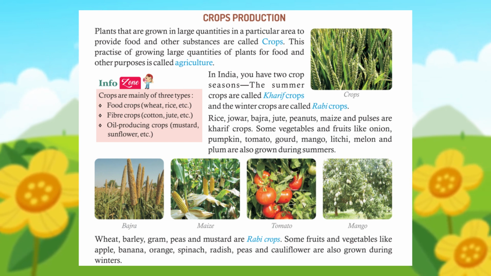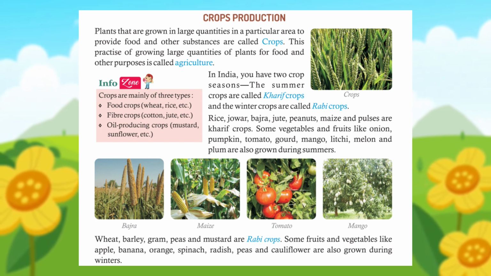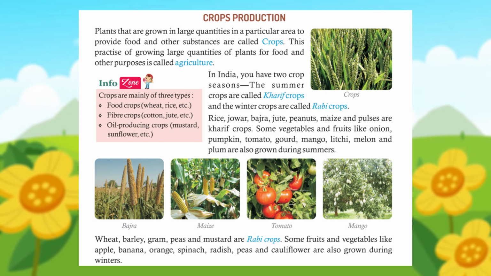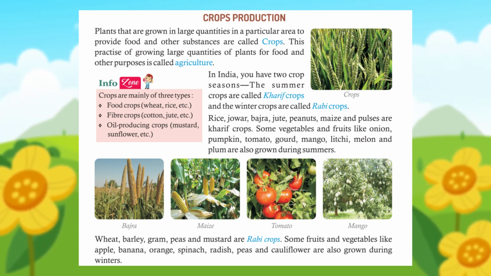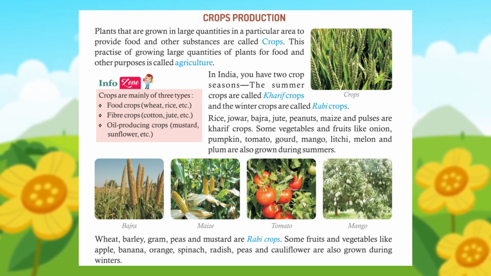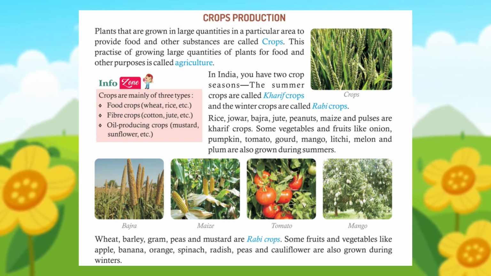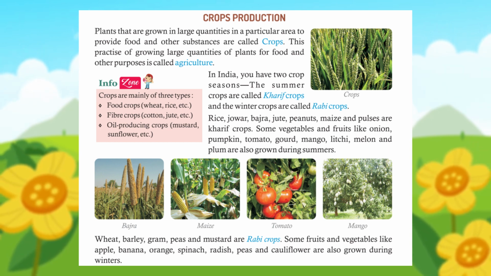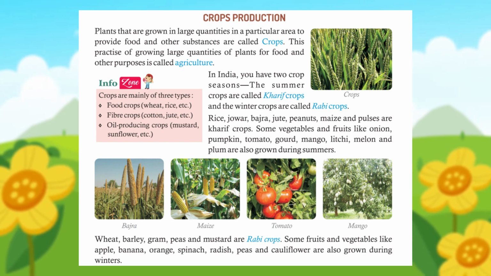Rice, jowar, bajra, jute, peanuts, maize and pulses are kharif crops. Some vegetables and fruits like onion, pumpkin, tomato, gourd, mango, lychee, melon and plum are also grown during summers. Wheat, barley, gram, peas and mustard are rabi crops. Some fruits and vegetables like apple, banana, orange, spinach, radish, peas and cauliflower are also grown during winters.